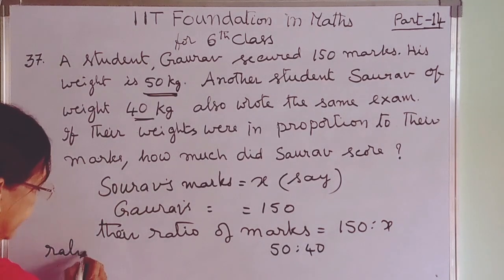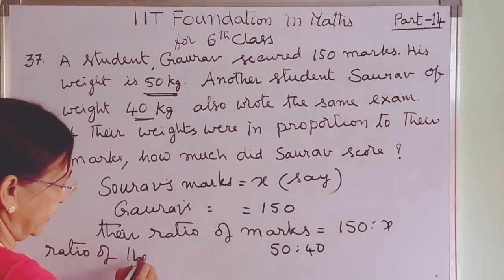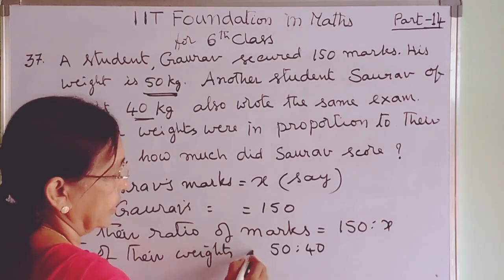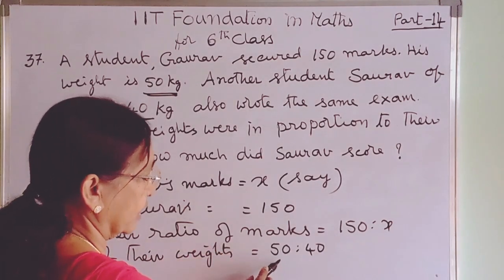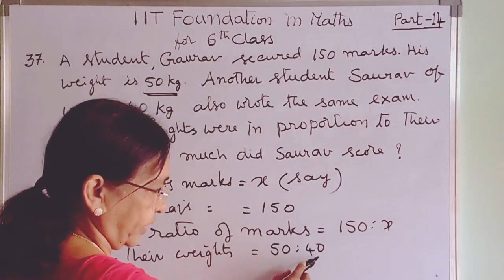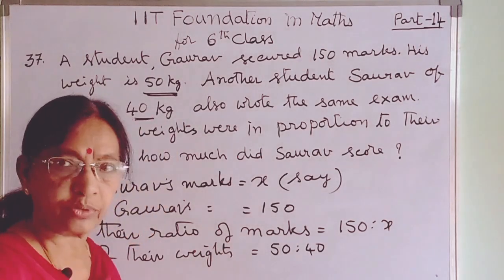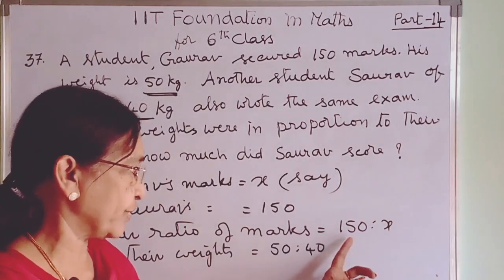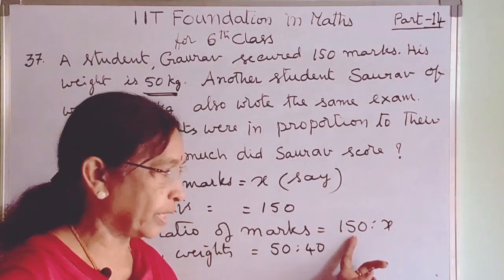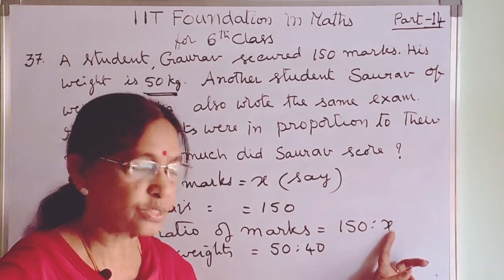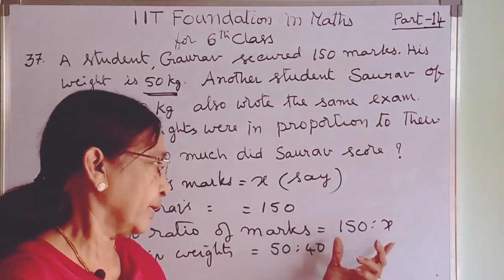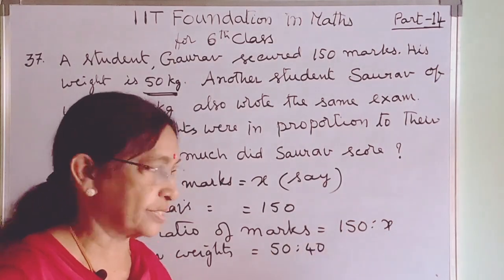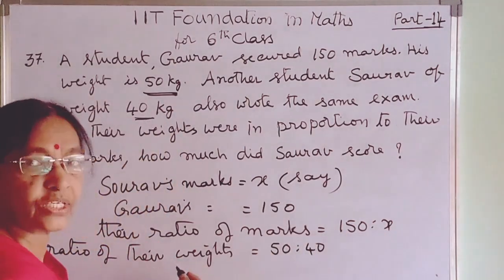Ratio of their weights is equal to weight of Gaurav is to weight of Saurav. So we have to take the same order, Gaurav first and Saurav second. Here it is the ratio of the marks scored by Gaurav to the marks scored by Saurav. Therefore, the marks scored by them are in the same ratio as their weights. Therefore, 150 is to X.